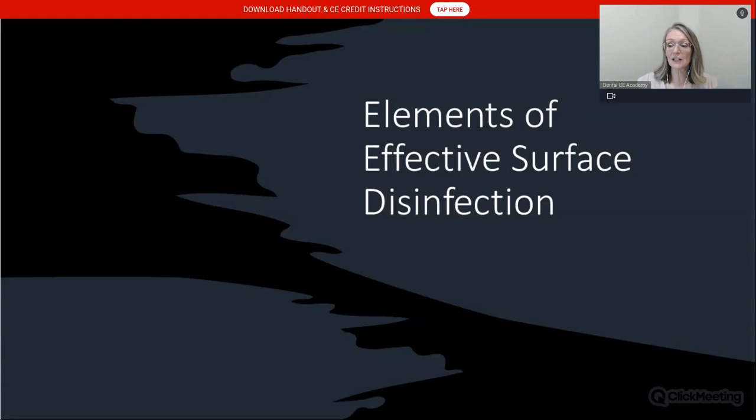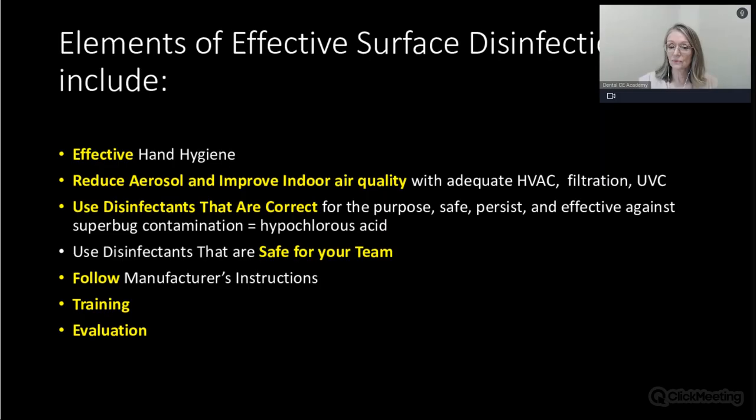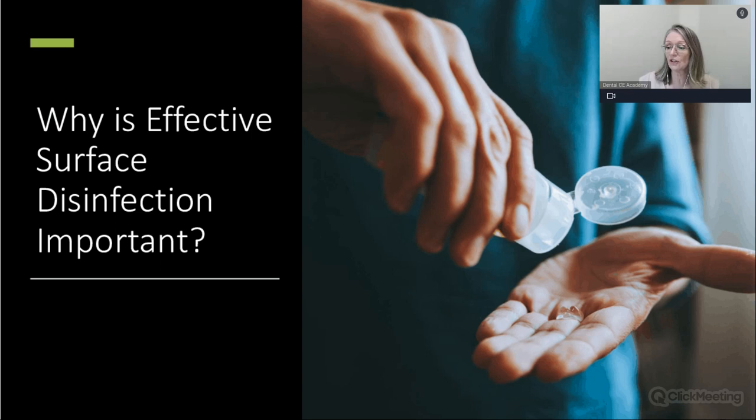Okay, so elements of effective surface disinfection we're going to review very quickly here. It includes effective hand hygiene, reduce the aerosol and improve the indoor air quality. We do that through adequate HVAC, external suction, intraoral suction, filtration, UVC germicidal lighting, perhaps. We use disinfectants that are correct for the purpose, that are safe, they persist, and they're effective against superbug contamination, which we'll talk about today. And we're going to focus on hypochlorous acid and its many benefits. We use disinfectants that are safe for our team, and we follow manufacturer's instructions. We provide training and then evaluation.